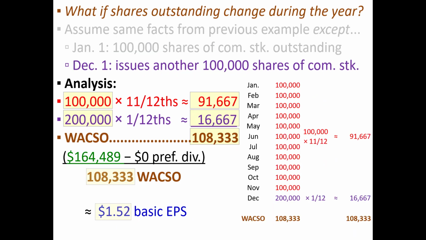Take a look at this scenario too. What if you started with 100,000 shares, and let's just say most of the year there's 100,000 shares outstanding, but in the last month we issued another 100,000 shares. Total shares outstanding for December was 200,000, but most of the year there's 100,000 shares outstanding. What's the average number of shares that were outstanding throughout the year?